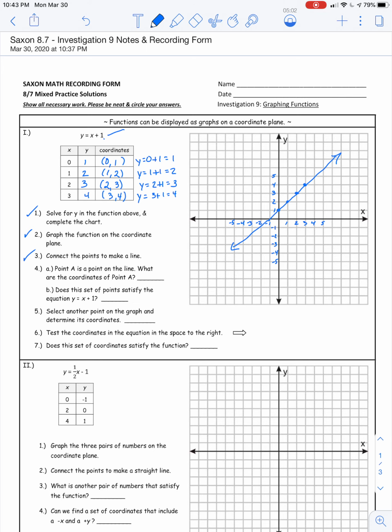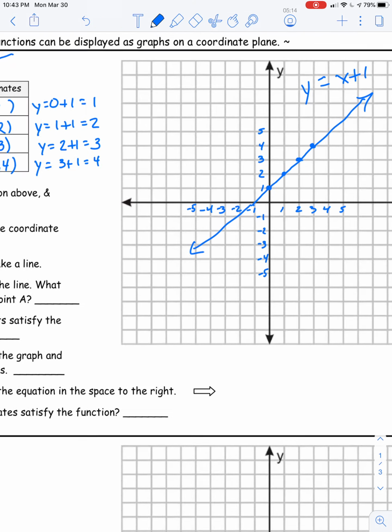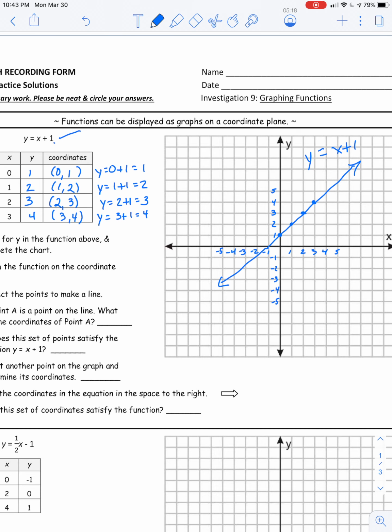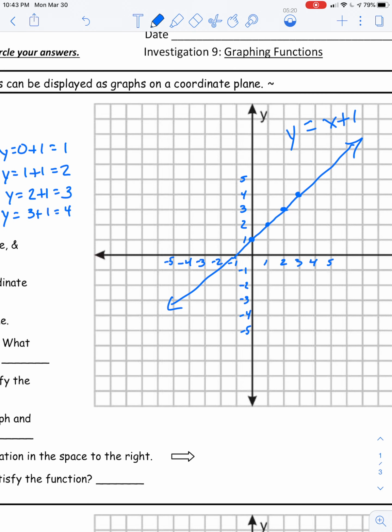Up in the first quadrant here, we're going to go ahead and write the function that we just graphed. We always do that. Write that into your graph. Okay, so there's our line. And you notice that when I graphed each one of these coordinates, I can connect them and make a straight line that will go on and on forever.